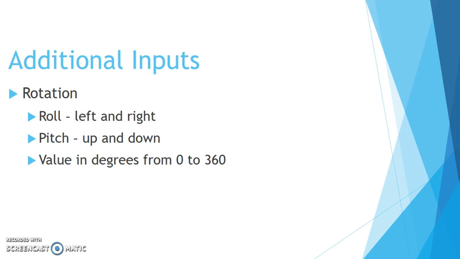With rotation, we've got two different options. So we can have the roll, which is left to right, and the pitch, which is up and down. And this gives us a value in degrees from 0 to 360 degrees.